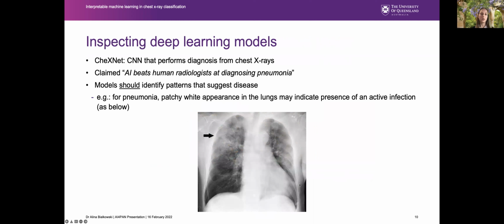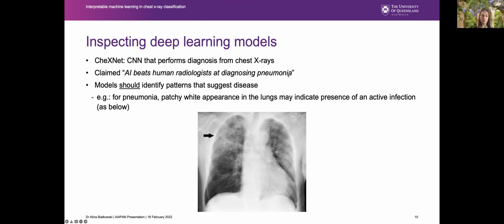So going back to inspecting deep learning models, that particular example of pneumonia beating doctors was a model released by Stanford researchers called ChexNet. It's a convolutional neural network that performs diagnosis from chest x-rays. At the time it was released, it was claimed that AI beats human radiologists at diagnosing pneumonia.